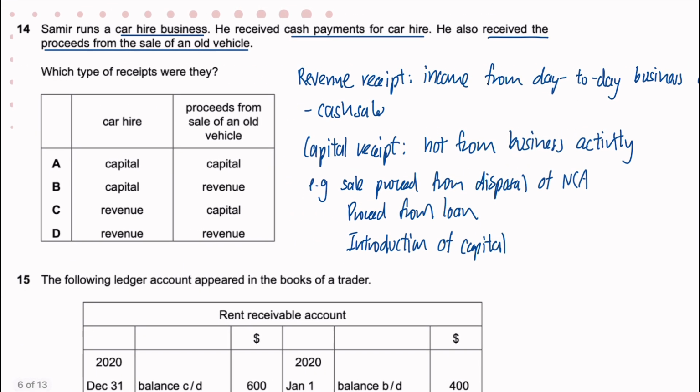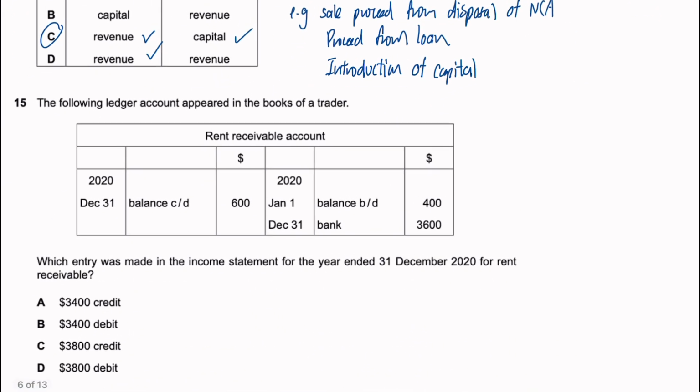Let's see. Car hire is definitely revenue because it is from day-to-day business. Proceeds from sale of an old vehicle, this is capital. C is the answer.